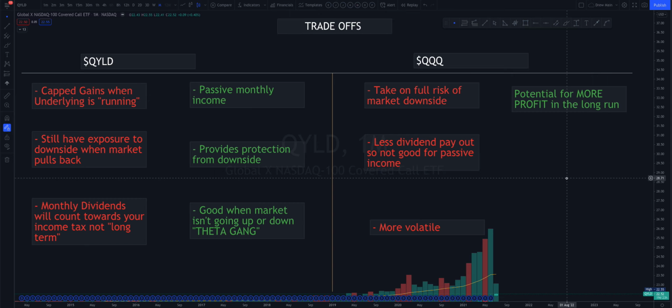But like I said, what are the trade-offs? So we have to always do our due diligence, right? So Q yield, you get capped gains. And what I mean by that is when Qs are running, because of the nature of covered calls, you don't get the full move. And I'll show you that in the chart perspective later, so it's easier to visualize. And you're also still exposed to the downside of the market. When the market pulls back, Q yield will pull back too. But even though it does pull back, you still have some protection. So I'll touch base on that as well.